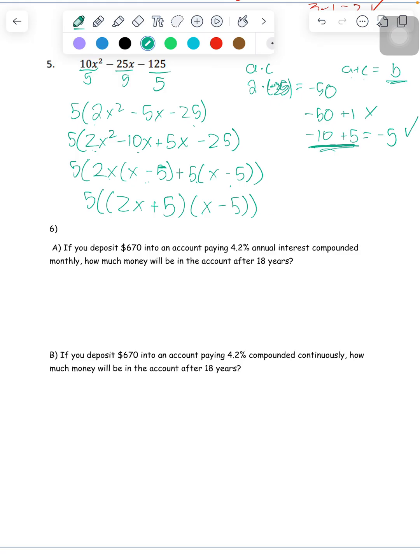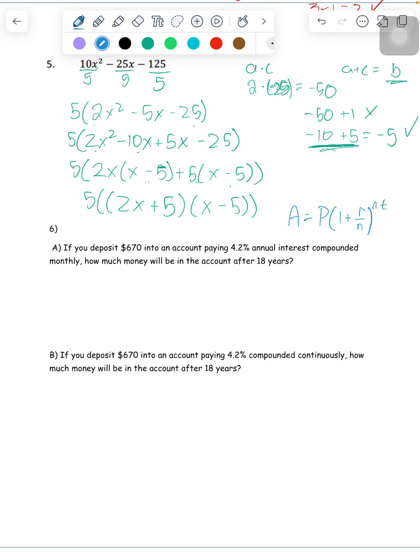Okay. All right. Now, let's get started. This is an interest problem. I'm just going to write the interest formula right here: A equals P times (1 plus r over n) to the nt. These are just some interest problems.